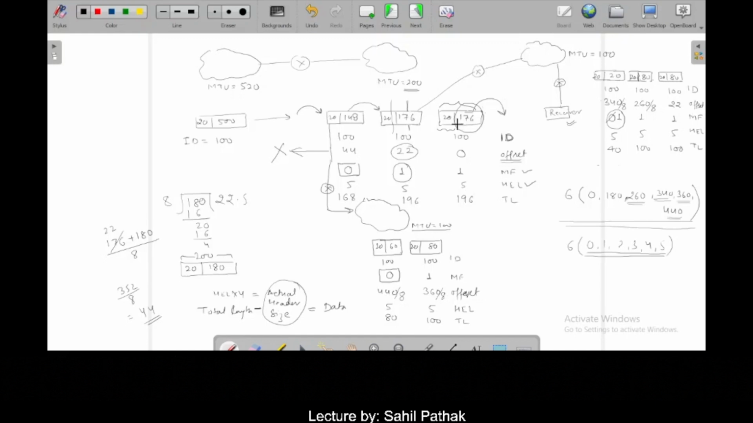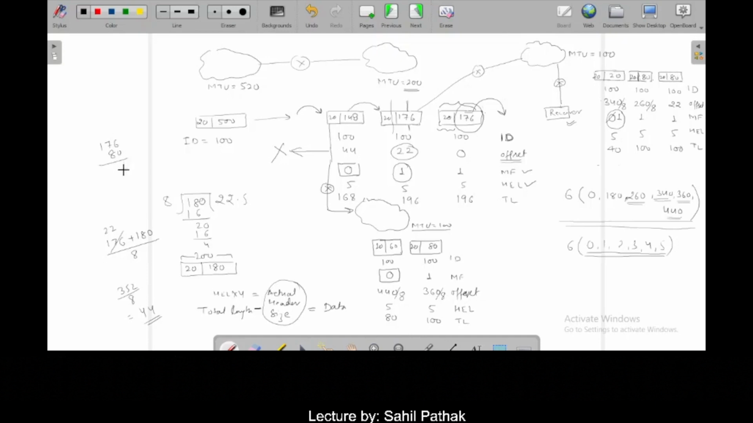Now 176 plus 80 is the data bytes ahead of this fragment. If we talk about this fragment, how many data bytes are ahead of it? Those are 176 plus 80 bytes of this fragment.